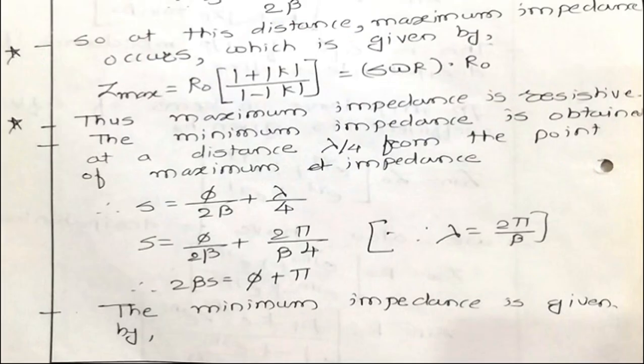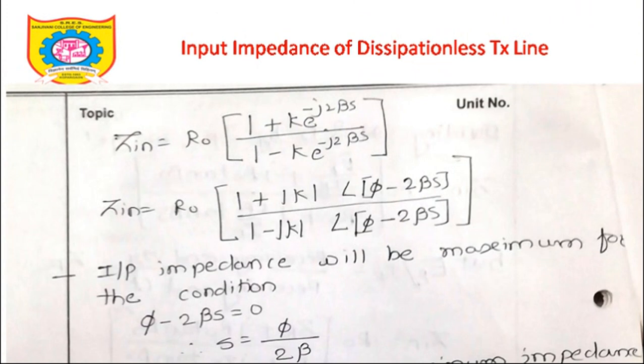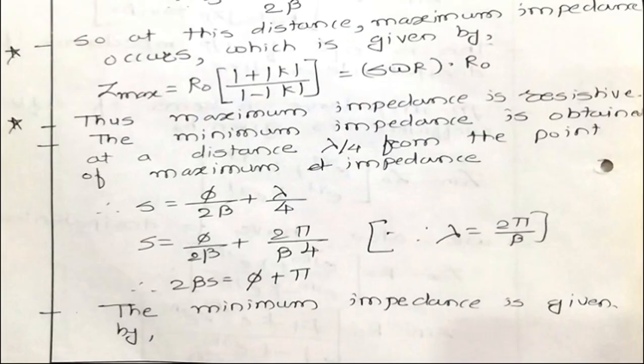Let's put it here, so that the distance at which the maximum impedance occurs is given by Z maximum. If this is 0, that means instead of input impedance I will get Z input maximum, that is Z max. Z max equal to what? R0 into 1 plus mod K upon 1 minus mod K. But 1 plus mod K upon 1 minus mod K is what? Standing wave ratio, which I already talked about. So Z maximum is equal to standing wave ratio into R0.